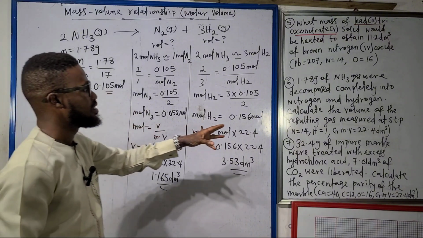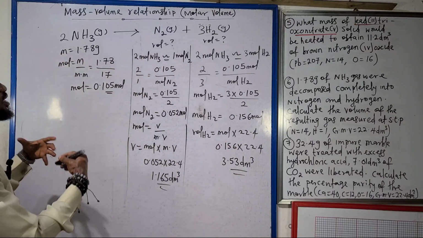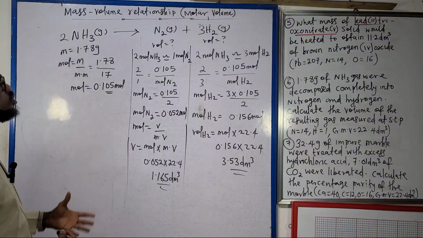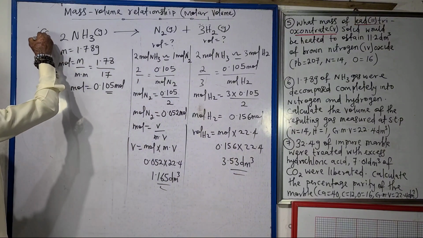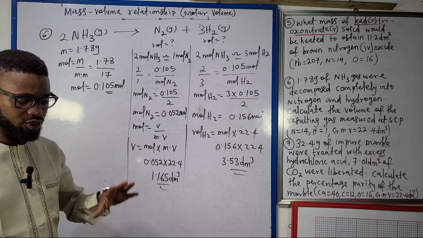And you can see, calculate the volume of the resulting gas measured at STP. This is just a case of stoichiometry, and when we do this, that's for question 6, would be good. So that ends question 6.